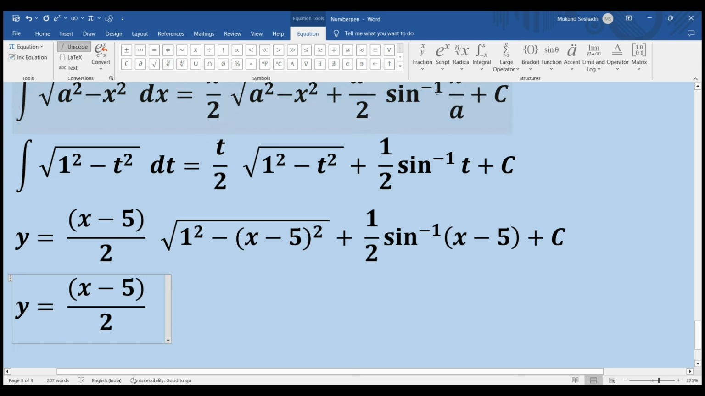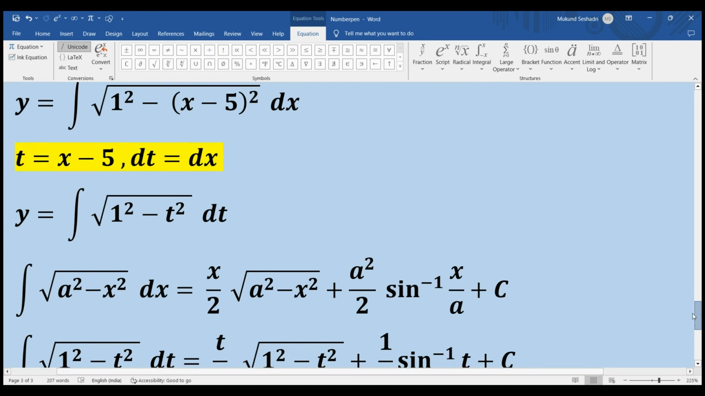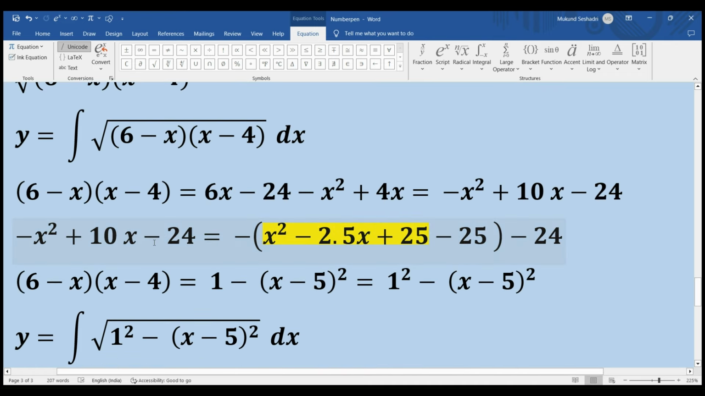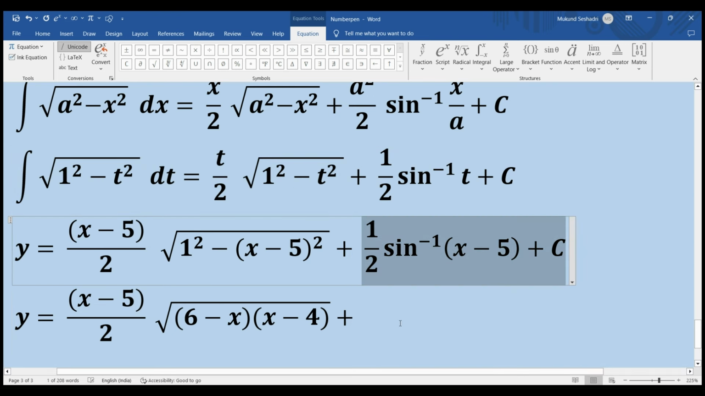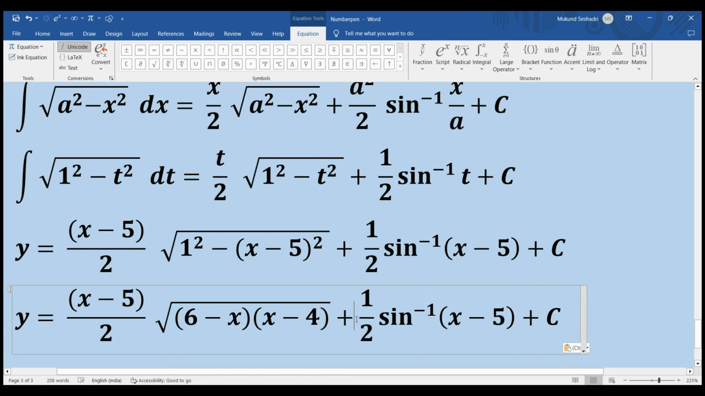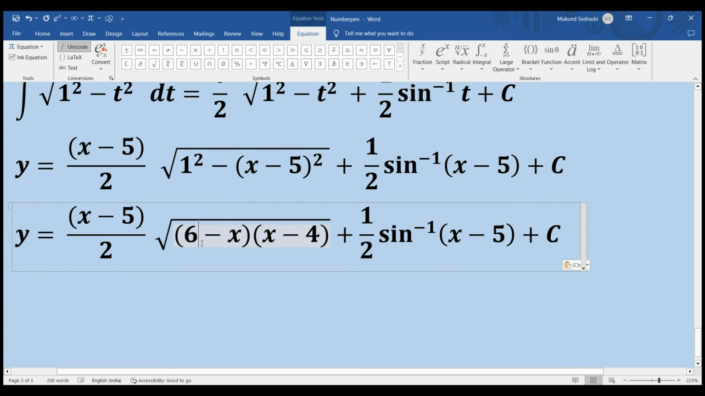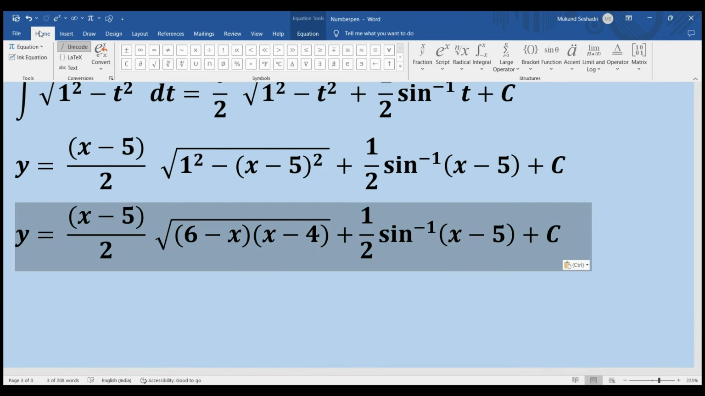Just take a look at what we have inside the square root, right? We have a 1 square minus x minus 5 the whole square, which is actually nothing but your 6 minus x into x minus 4, right? And then your second part does not change. You cannot do any further simplification out here. So there we are. Let me highlight my final answer in pink.